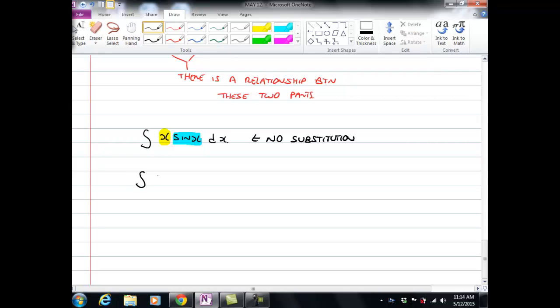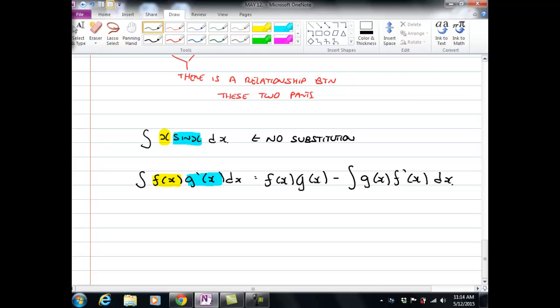Integral of f of x g prime of x dx. So you notice that what I want to highlight is this. There's two parts to it. There's the f of x part and there's the g prime of x part. Two different things. There's no relationship between them. Equals f of x g of x minus the integral of g of x f prime of x dx.